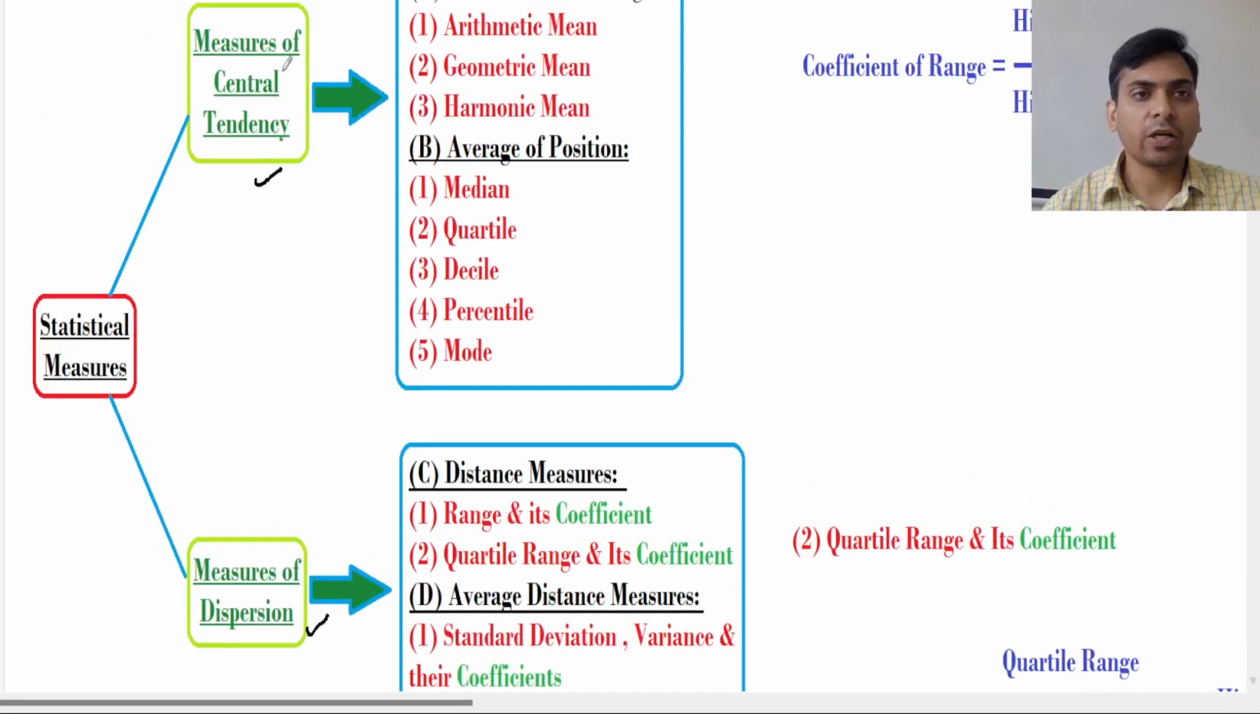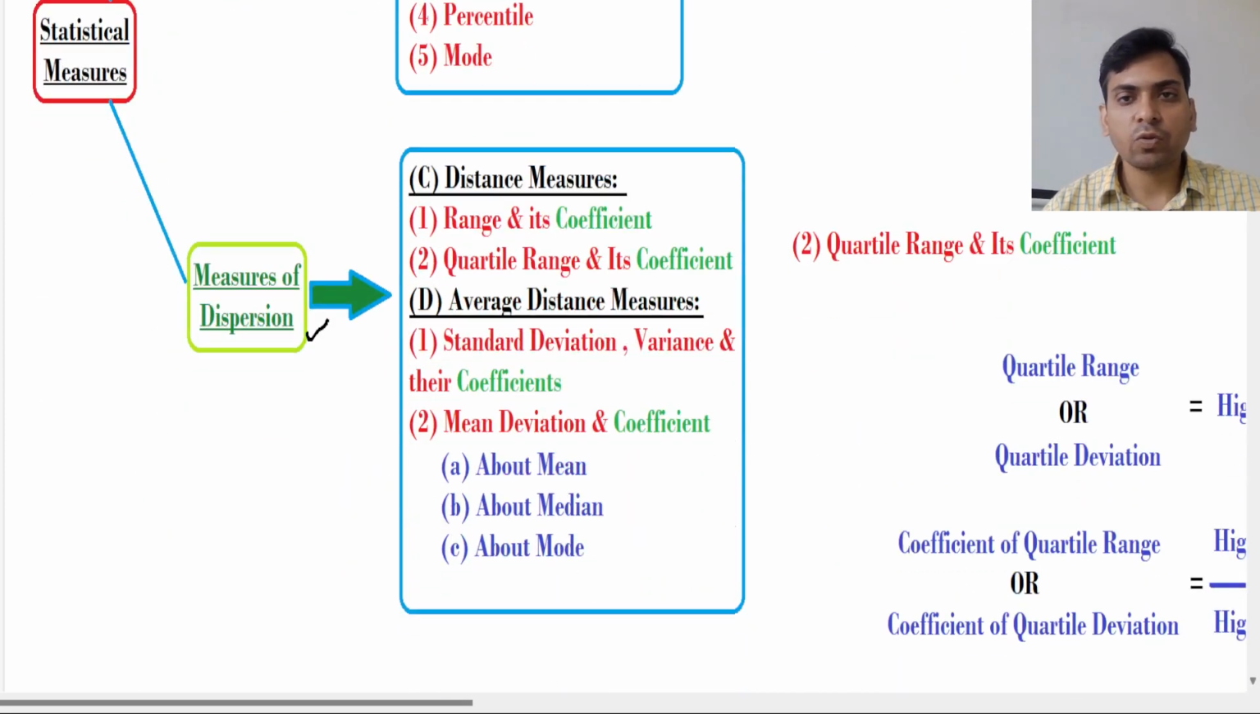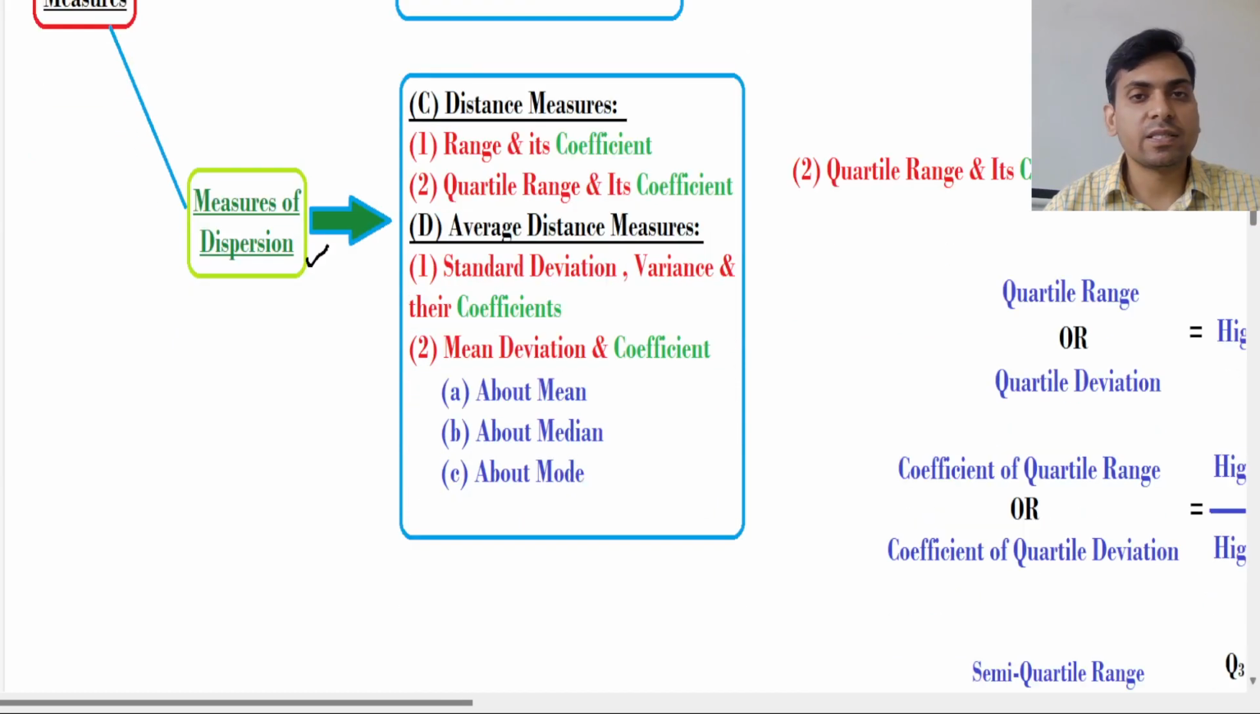So in last lecture, I taught measures of central tendency. Now we will see measures of dispersion. In measures of dispersion, there are two categories. First is distance measure and second is average distance measure. So where we will use these measures, we will see this first.